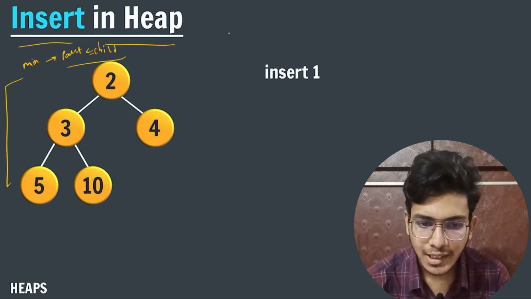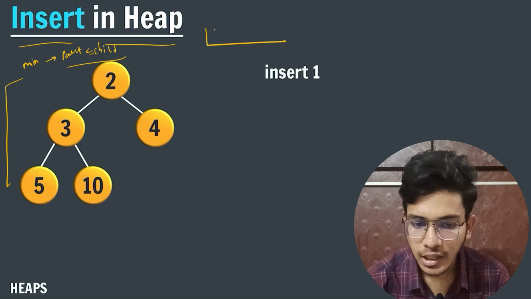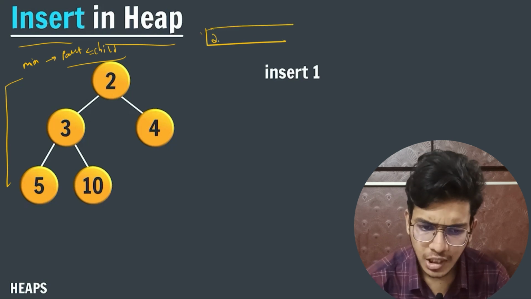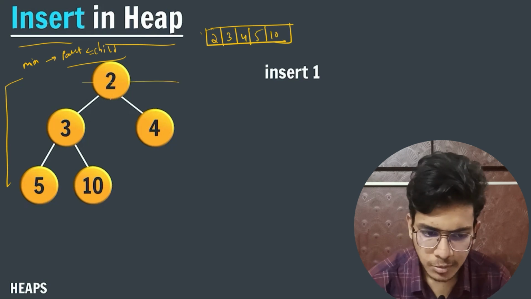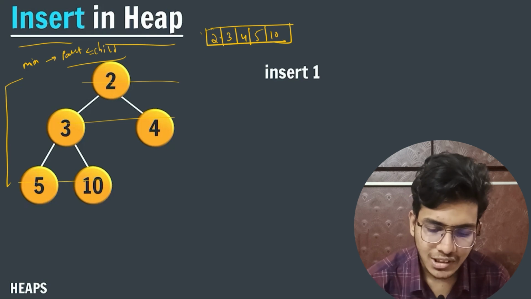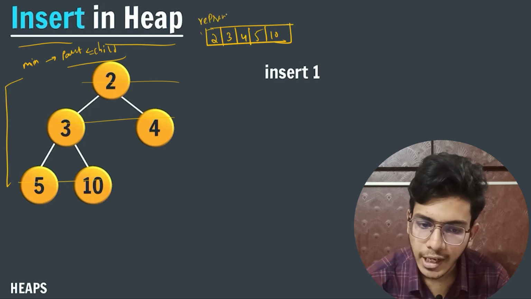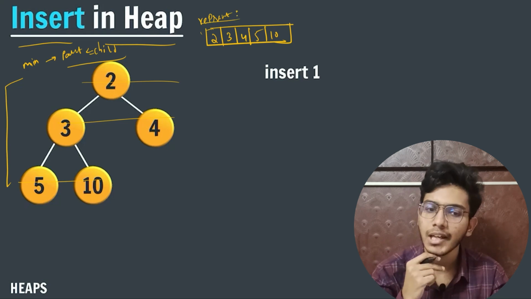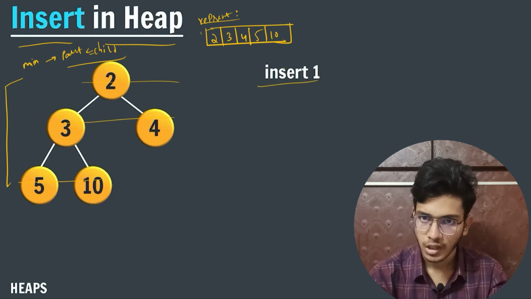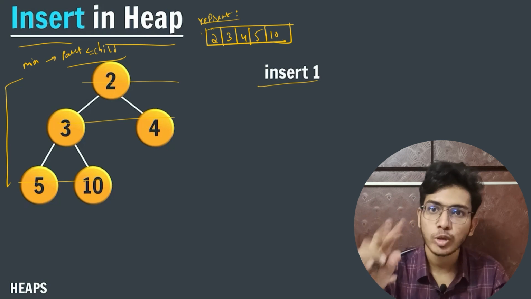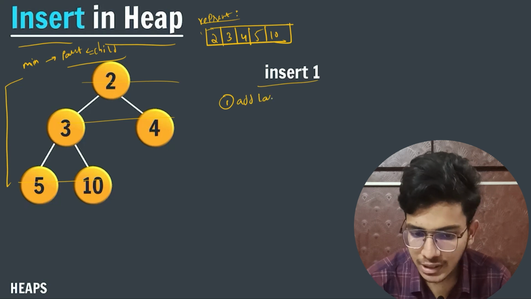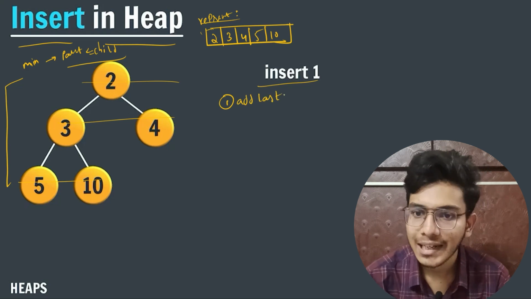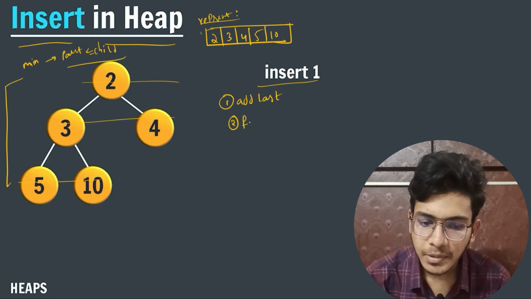So this is the given array, right? So I will add elements. This is the visual implementation. The array will look like 2 3 4 5 10. I will iterate through each and every element, and this is the representation of my heap in terms of an array. Now let's say that I want to add 1. So adding an element in my heap is a two-step process. The first step is add at last. Whatever element you are going to add, add it at last, and after that the second step is fix heap.